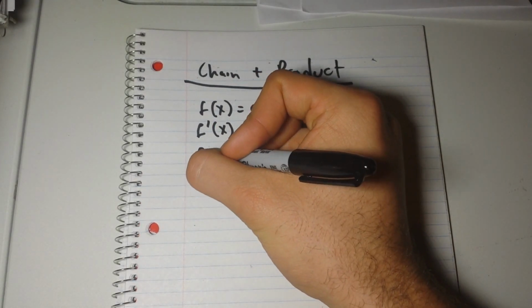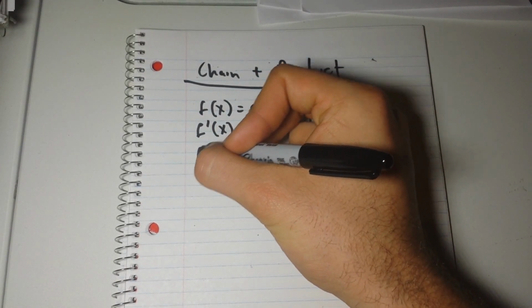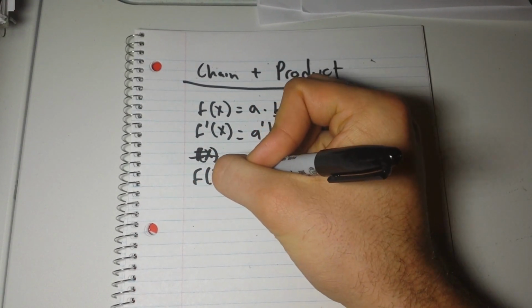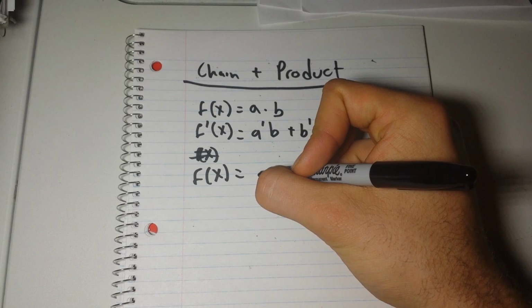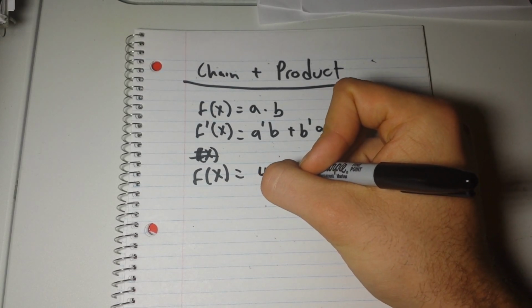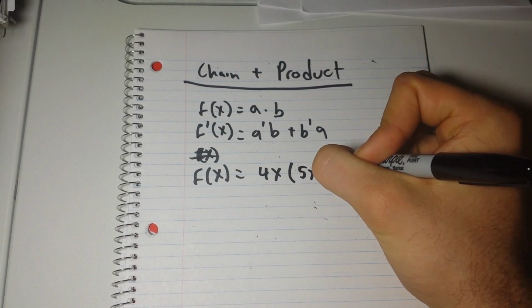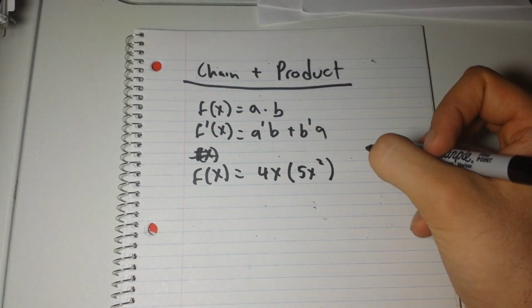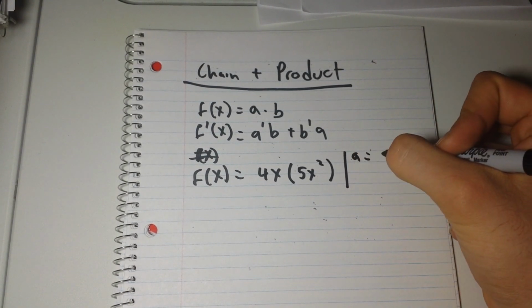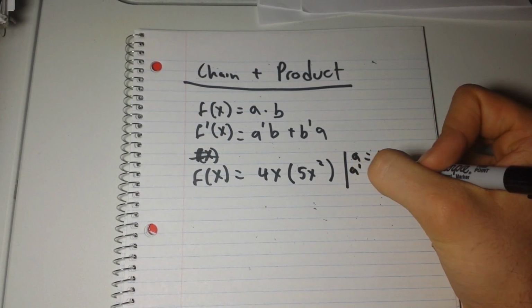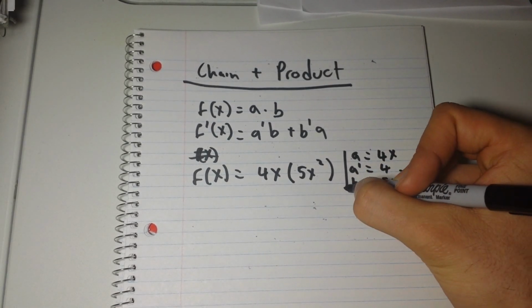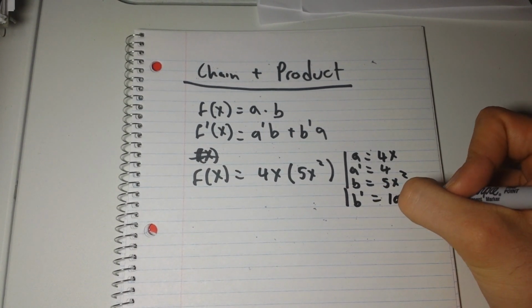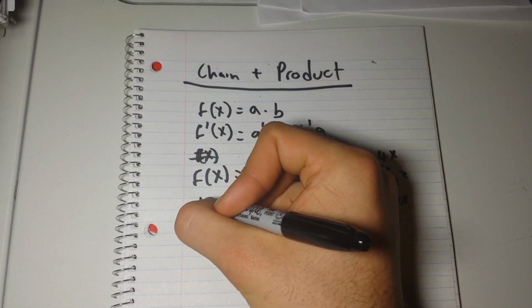So we have something like, oh geez, that's very legible. Here, f of x is equal to 4x times 5x squared, right? So we know we can identify our a to equal 4x, and our a prime to equal 4, and we can identify our b to equal 5x squared, and our b prime to equal 10x, right?